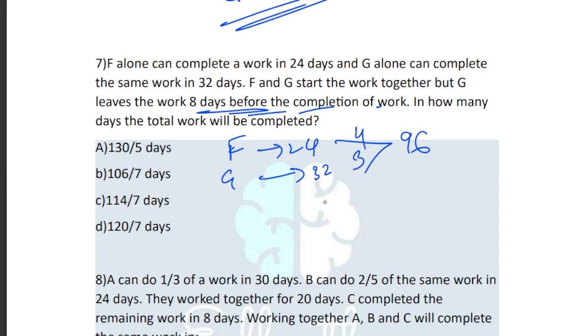Now we don't know the number of days, because here it is saying that he leaves 8 days before. So let's say the number of days they have taken to complete the work is X.